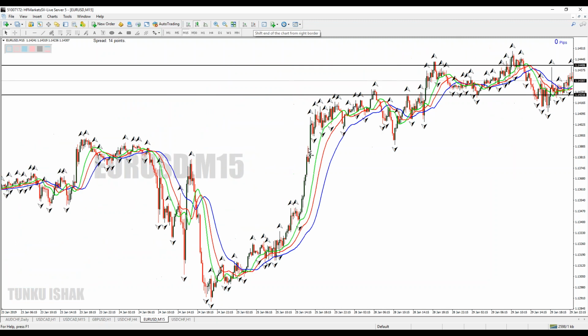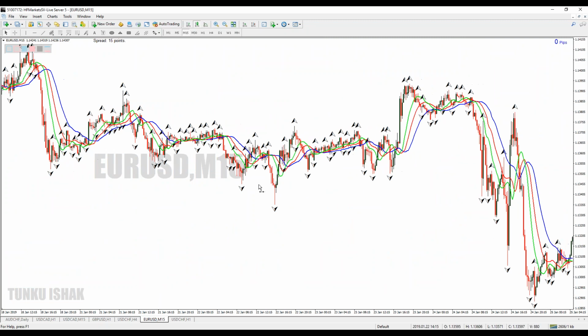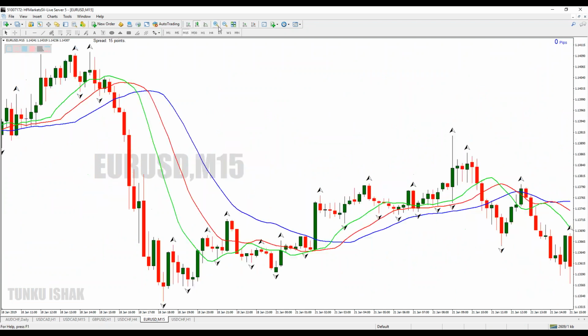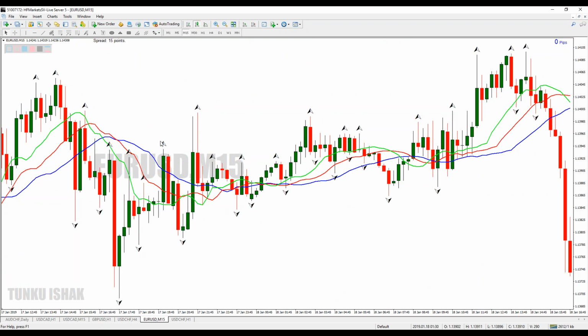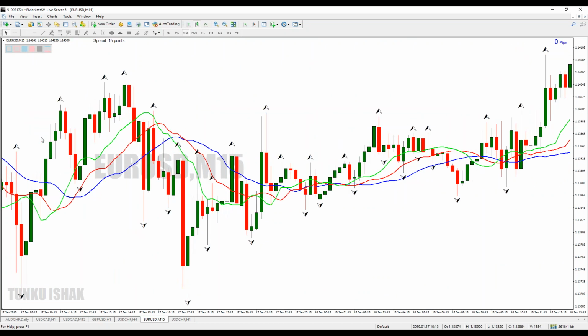Okay, kita tengok di sini trend. So what happened here? This is the choppy market that frequently kills the trader here.